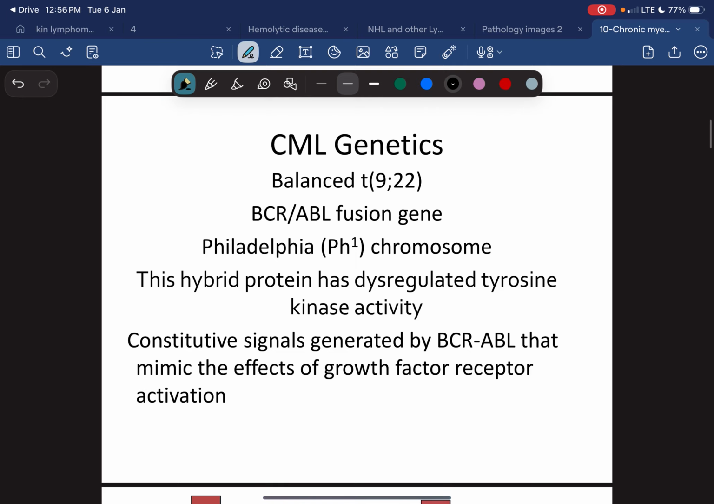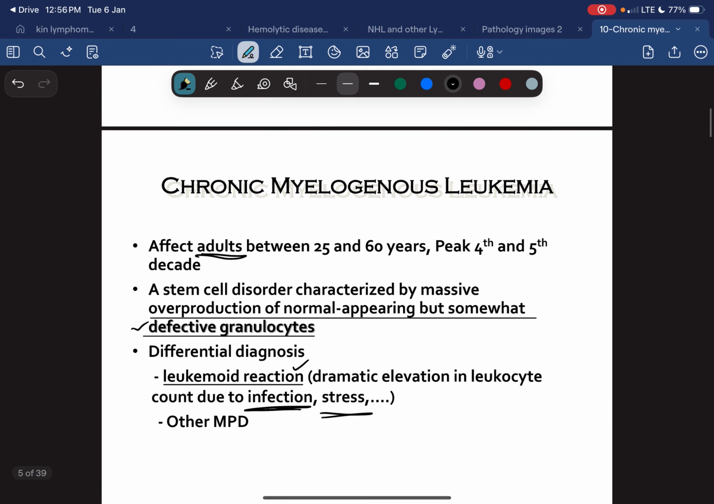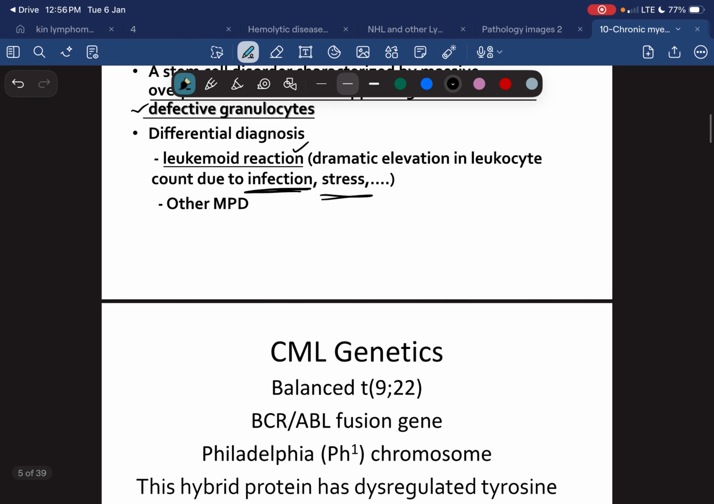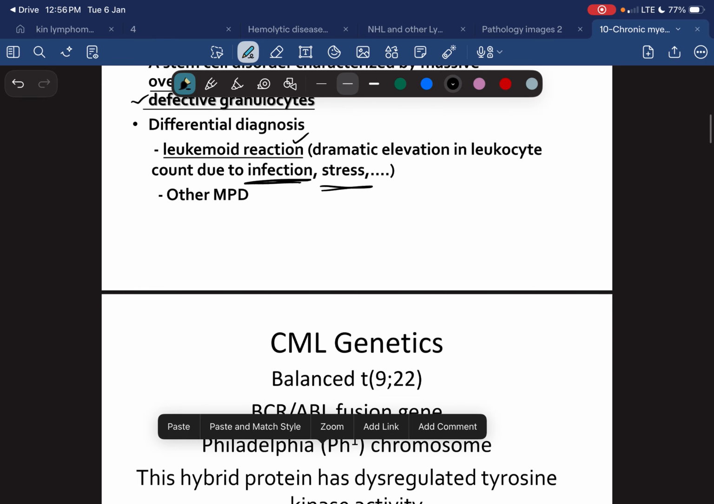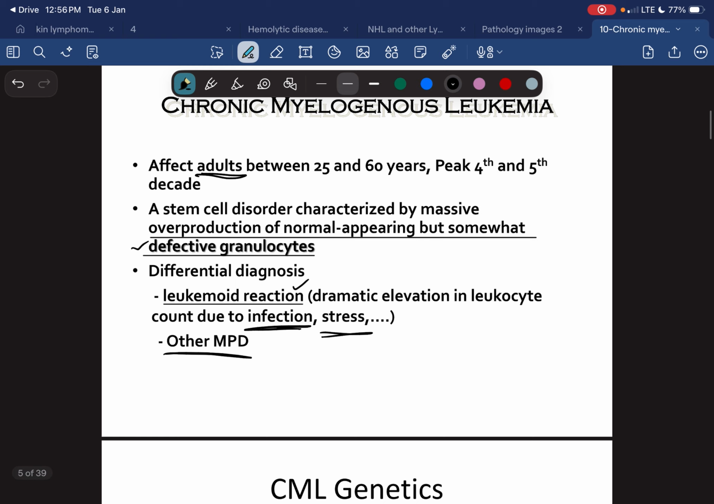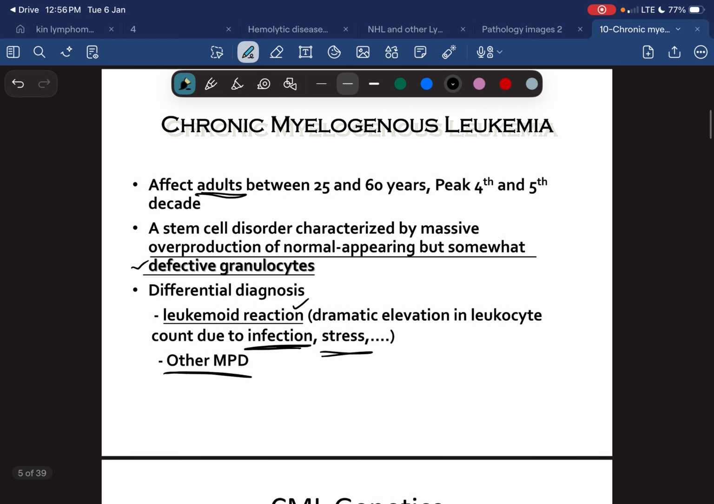Also in the differential for granulocytosis, increasing granulocytes, are other myeloproliferative disorders. We will see that granulocytosis is seen in polycythemia vera as well as essential thrombocythemia. So it is not an easy diagnosis for myeloproliferative neoplasms. There is a lot of overlap between them, and we may see one feature with other diseases.